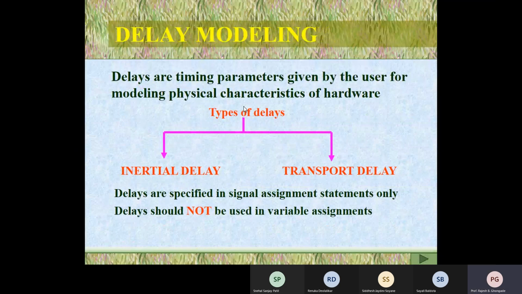Then another important thing we see is how to model the delay. Delays are timing parameters given by the user for modeling physical characteristics of the hardware. Let me put a question in a twisted manner. Why do we want delays? Delays are unwanted, no? So why do we want to go for delays? Why do you go for delay modeling in the first place? Tell me, come on.